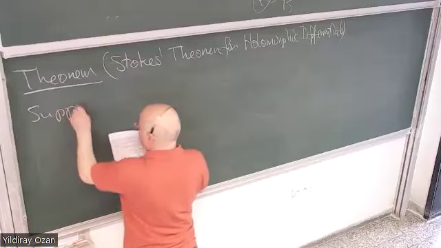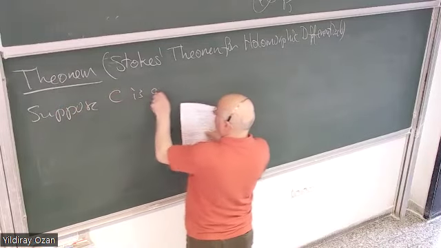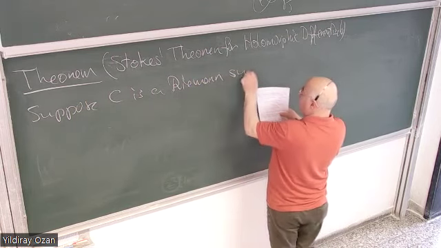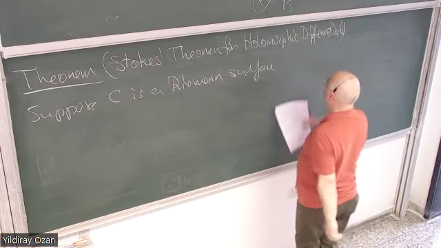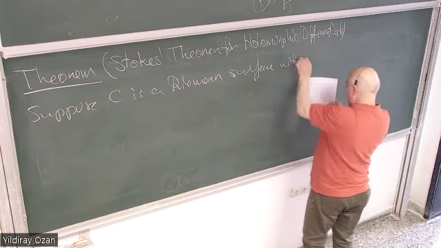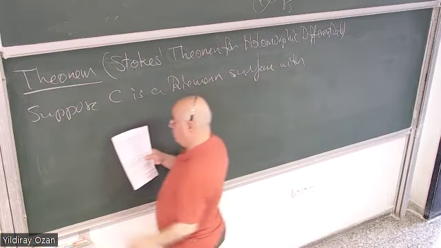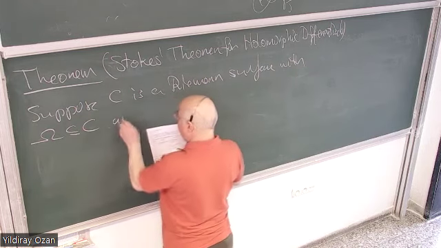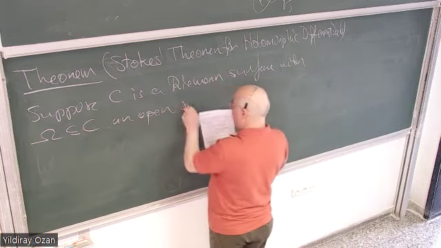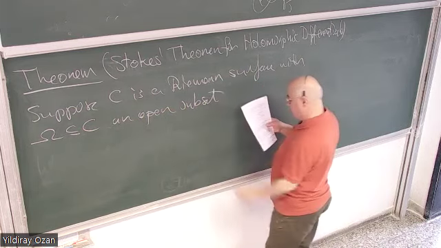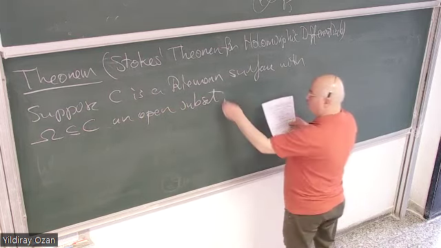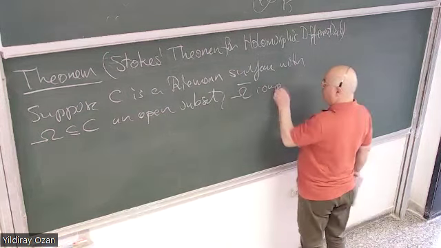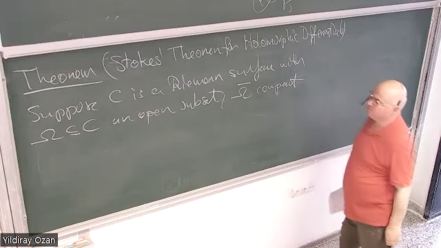Suppose there is a Riemann surface with omega in C an open subset, so that its closure is compact.